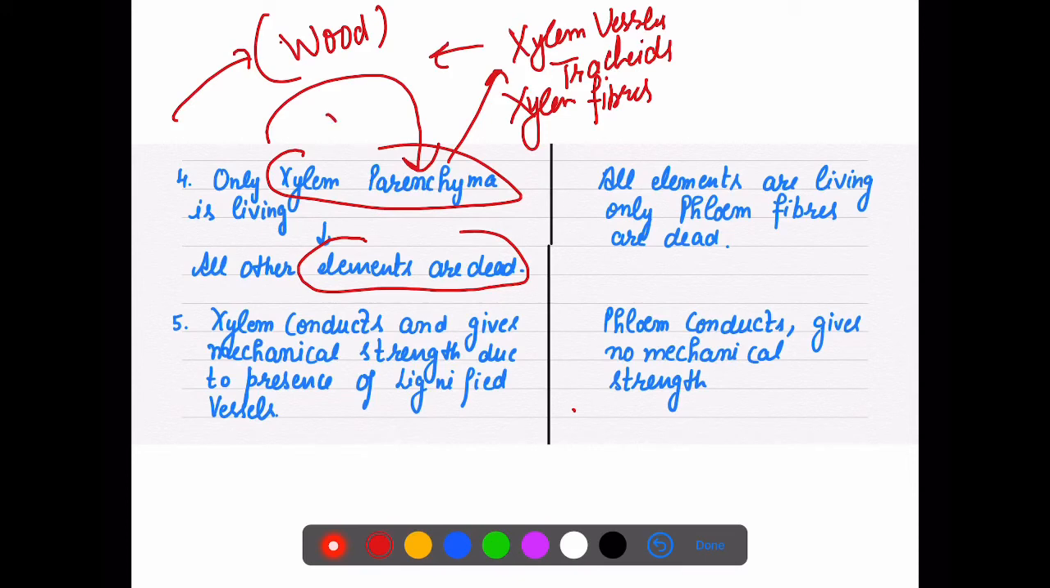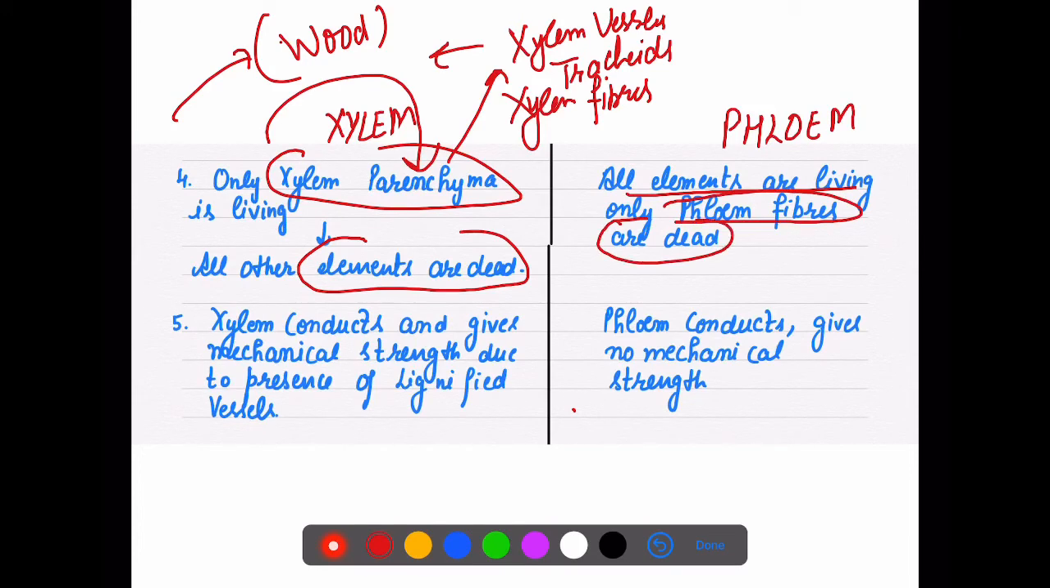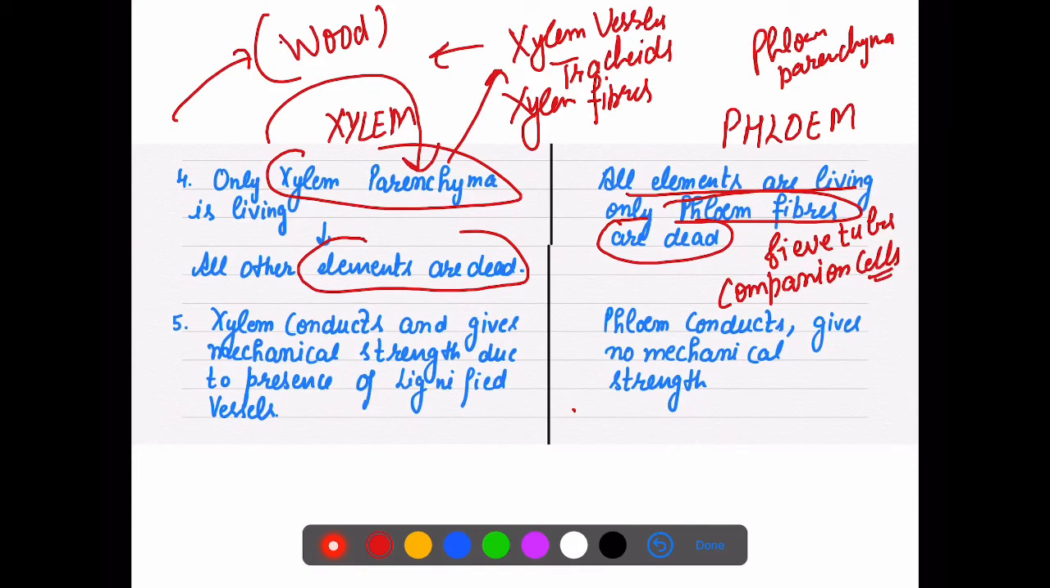This is the xylem portion, and this one is phloem. In case of phloem, all elements are living; only phloem fibers are dead. It means phloem parenchyma, and the main ones, sieve tubes as well as companion cells, are all living, and only phloem fibers are dead.